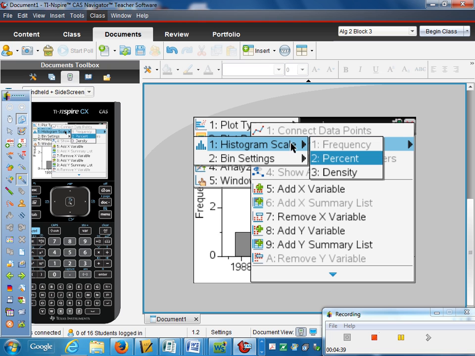Actually, it's supposed to be frequency. It's not giving me a choice to do frequency. Why isn't it giving me a choice? It is frequency. Yeah, we're supposed to be on frequency. That's normal. So that isn't what we want.